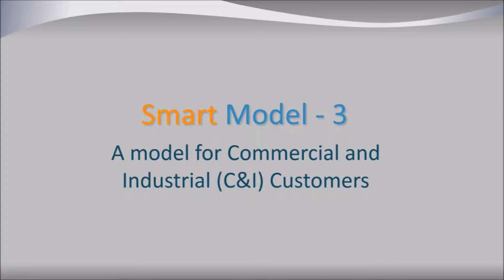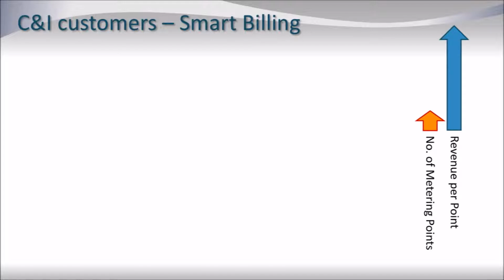The third and final model is suitable for commercial and industrial or C&I customers. To all intents and purposes, the third model is very similar to the second model. That is for smart billing, however, not smart prepayment. In this particular model we have a low number of metering points, but the revenue per point is extremely high, and therefore the scope of services required from these customers is also normally very high.